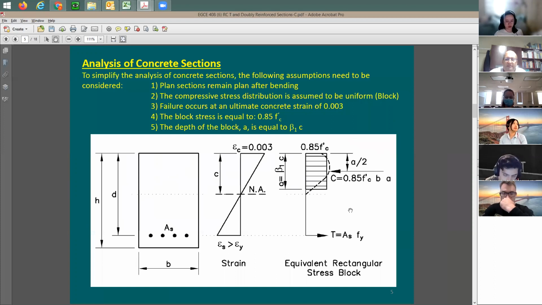When it comes to equations, it's going to be the same equations. We don't have any new equations. As long as we work with beams, slabs, footings, it's going to be the same equation. It just depends on the way that we use it. When it comes to columns, yes, go ahead.